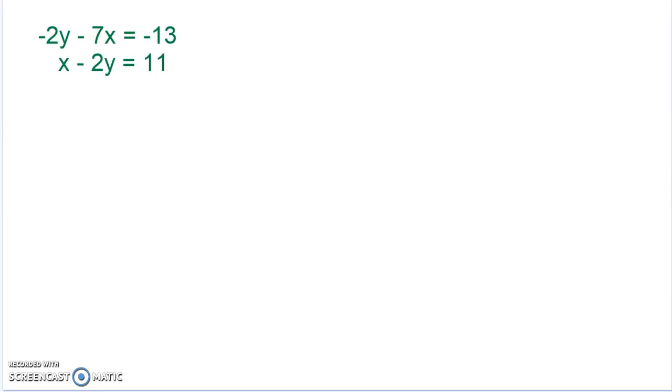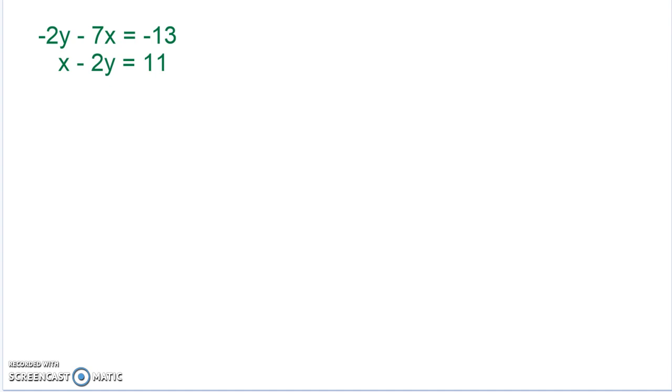Alrighty, this is solving systems of linear equations, part 3. So just a reminder, in order to solve for this system, what we need to do is solve for one of the variables, x or y, in one of the equations. It does not matter which variable we choose, and it does not matter which equation we choose to solve for first.